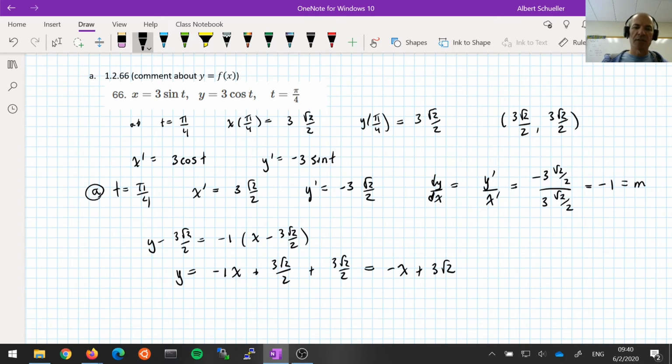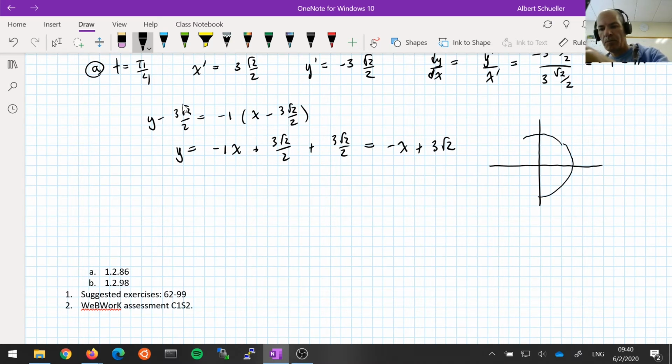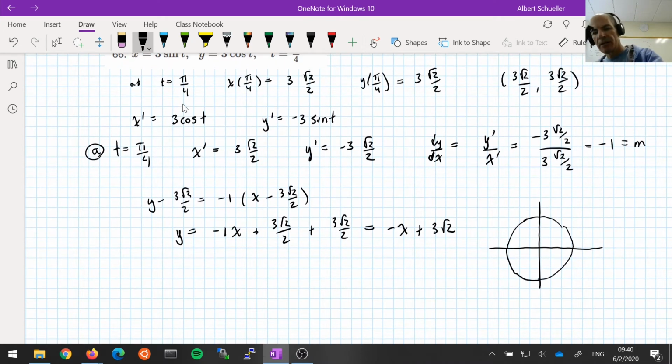Does this make sense? Well, again, we didn't ask for this in the exercise, but notice this parameterization is really just a circle of radius 3. So let's give a quick sketch of a circle of radius 3. And what point on the circle corresponds to t equals pi over 4? It's actually this point right here. This is t equals pi over 4. And if it helps, that corresponds exactly to this angle, t equals pi over 4.